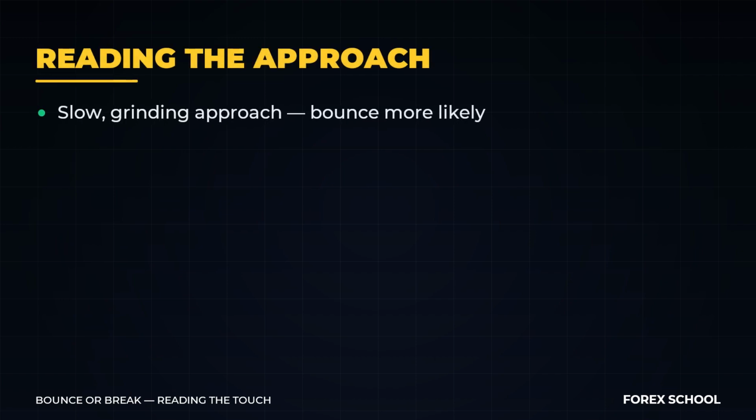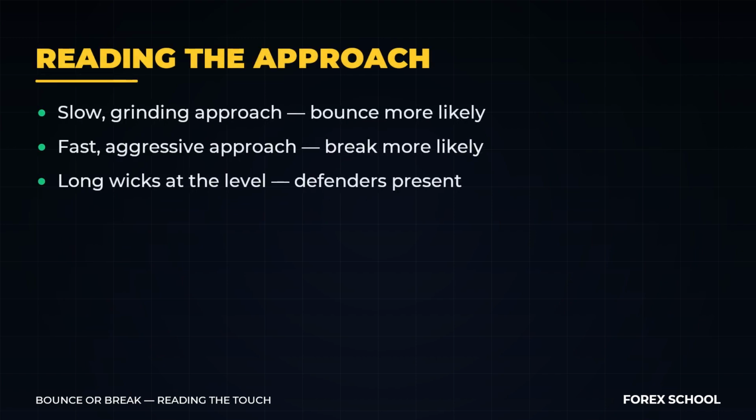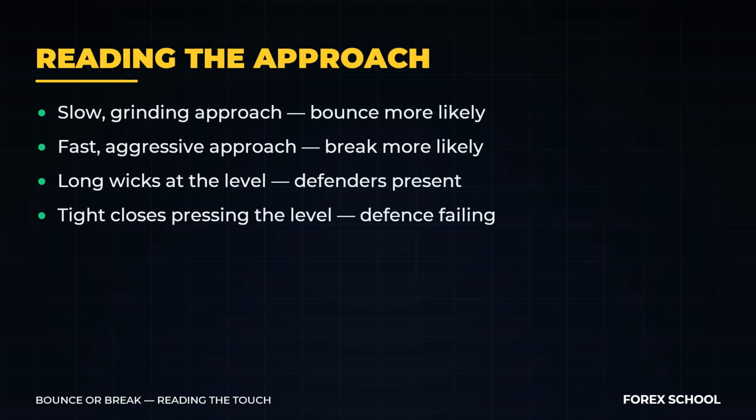Now the question every trader asks: when price comes back to a level, will it bounce, or will it break? Nobody knows in advance. Anyone who says otherwise is selling something. But the market leaves clues in how price approaches the level. A slow, grinding approach with small candles after a long move often bounces, momentum is exhausted. A fast, aggressive approach with large candles, especially on the first touch of a fresh level, breaks more often, momentum is in charge. And watch the reaction candles at the level itself.